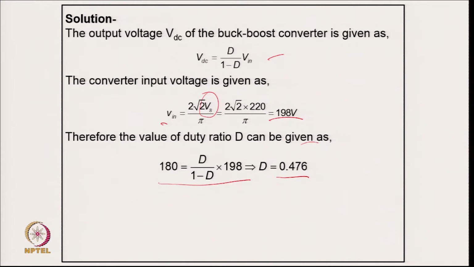So, it means the converter is operating in buck mode of operation, and the average input current, which is at the output of the diode rectifier, can be calculated from power divided by average voltage. So, it comes from 900 divided by 198, which is 4.55 ampere.